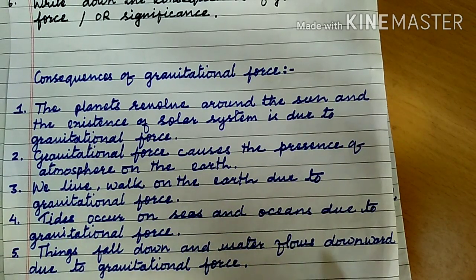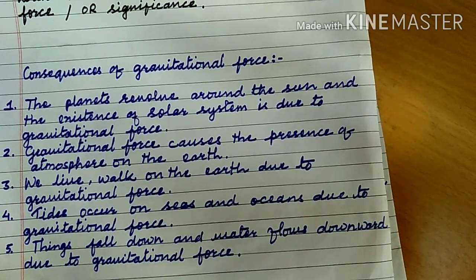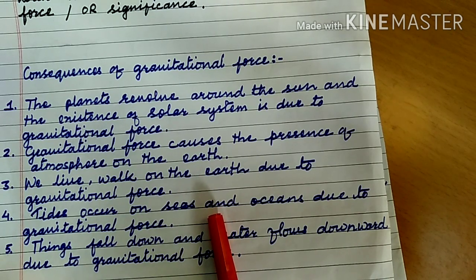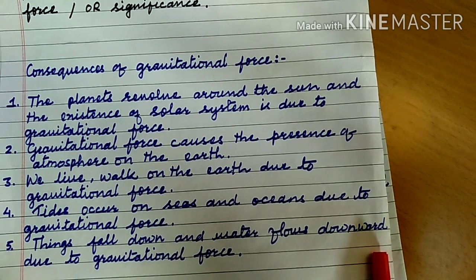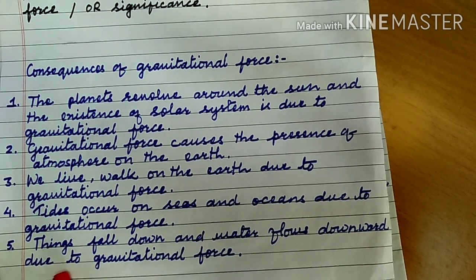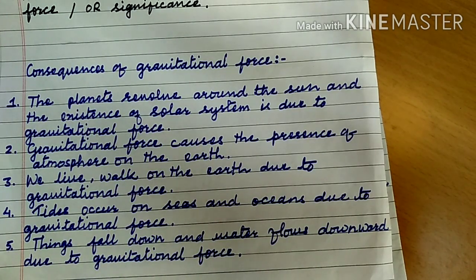Tides occur on seas and oceans due to gravitational force. There is a force between the moon, sun and the earth, and that causes tides on seas and oceans, and mainly it is because of the gravitational force of the moon on the earth, because the moon is very close to us compared to the sun. Things fall down and water flows downward due to gravitational force. So these are all the consequences or significance of gravitational force. With this we finish this part. In the next part we are going to do gravity.